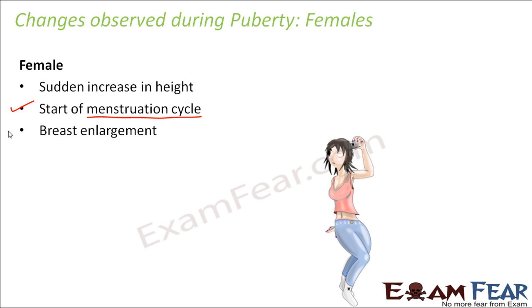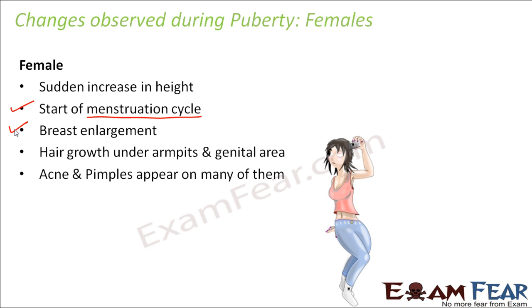Breast enlargement. So this is a very noticeable change in case of females. Hair growth under armpits and genital area. So this is again something which is common between male and female. Acne and pimples appear on many of them. So girls get really bothered when they are in their teenage due to so much of pimples on their face.